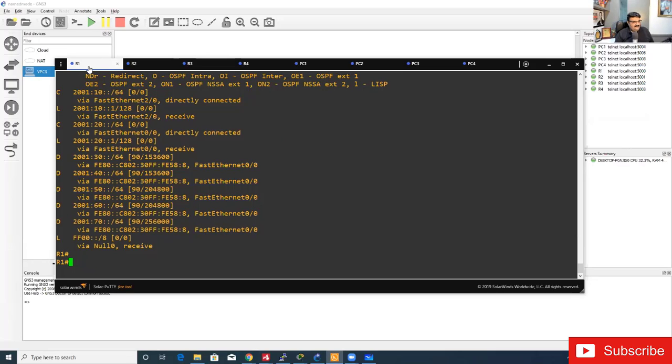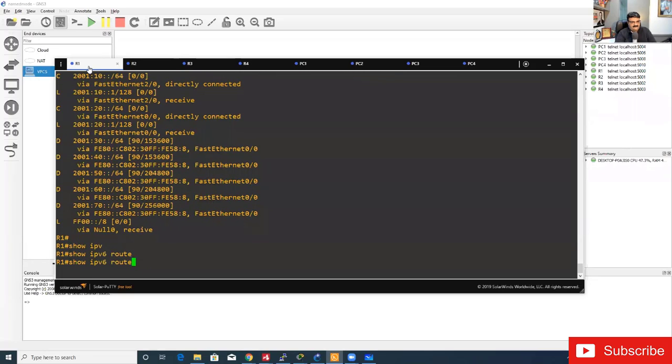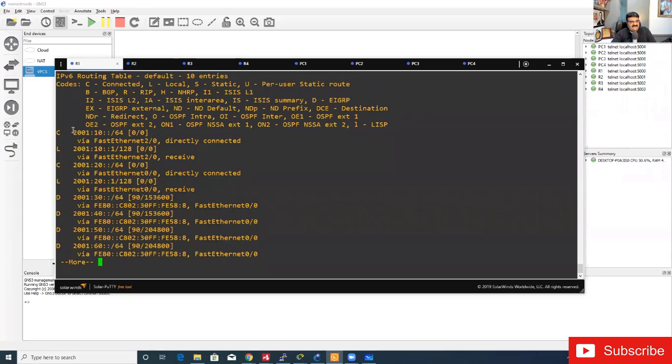Now, just a final question that I am going to ask you now, and you have to answer it tomorrow. I am in router R1. I just configured EIGRP name mode, and if you verify the IPv6 route, the two networks 10 and 20 are directly connected with me.